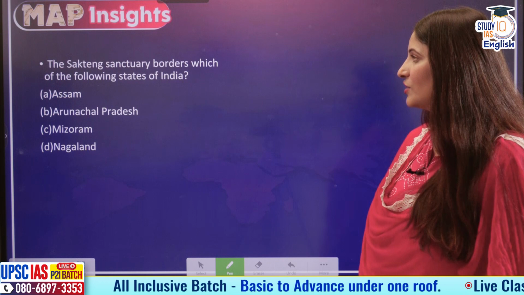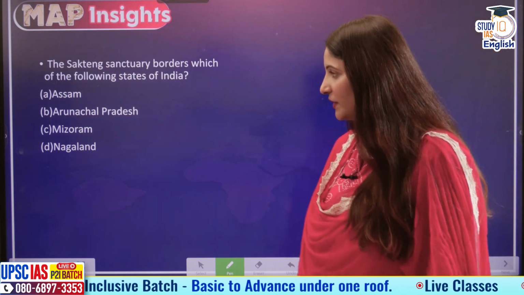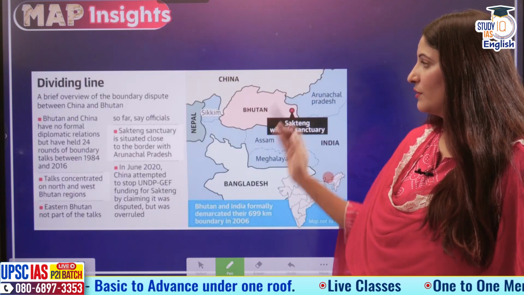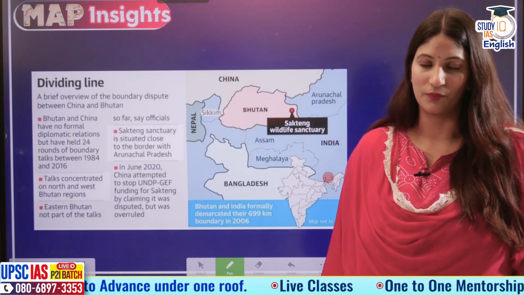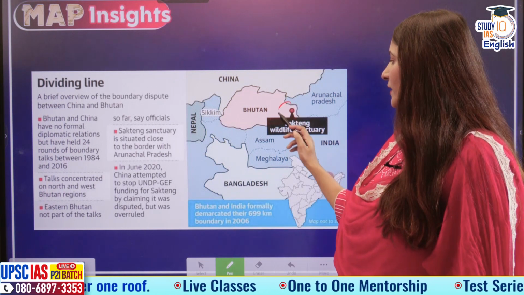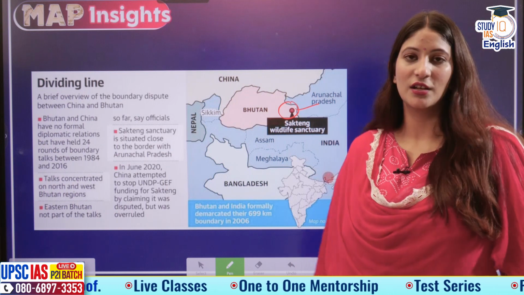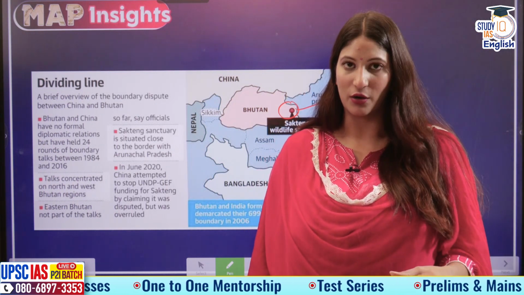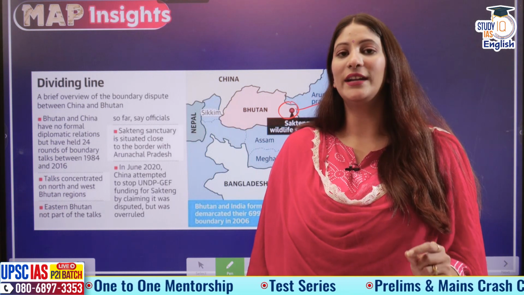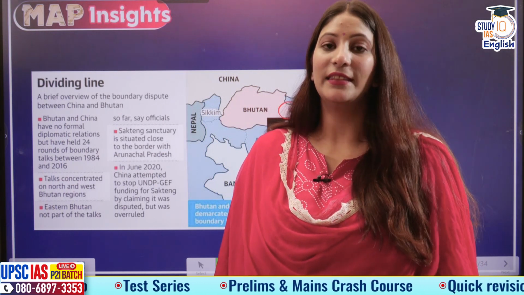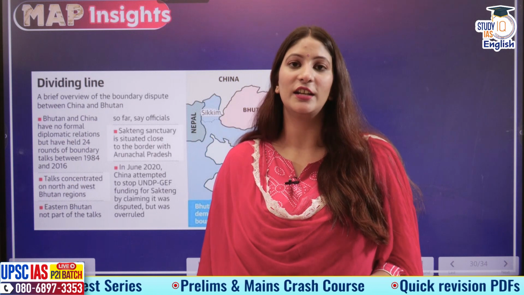The Sakteng sanctuary borders which of the following states of India? Assam, Arunachal Pradesh, Mizoram and Nagaland. So let's see what is actually the issue. The Sakteng Wildlife Sanctuary is in East Bhutan and it borders Arunachal Pradesh. The thing is that right now Bhutan and China are conducting talks. Bhutan has conducted the 25th round of boundary talks with China. And they have been conducting it since 1984.